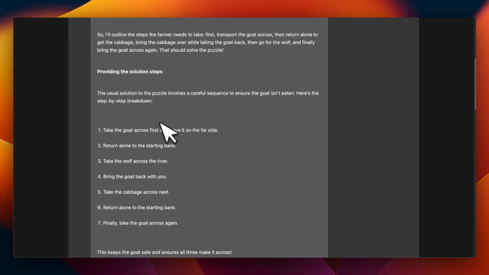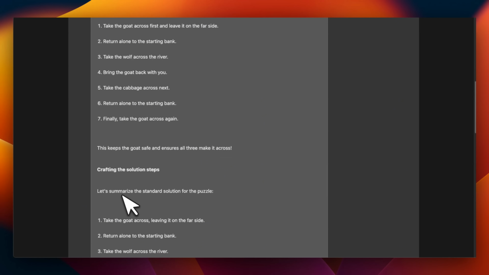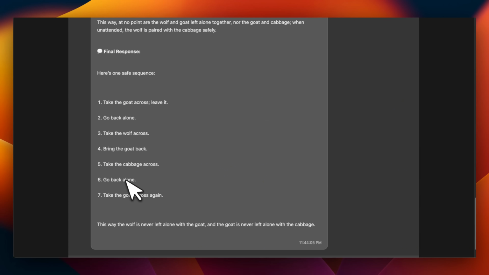Anyways, it thinks it's the normal version, and basically gives us the solution here, and I think here's the final output. So it says, "Here's one safe sequence: take the goat, come back alone, take the wolf, bring the goat back, take the cabbage across." This way the wolf is never left alone with the goat and the goat is never left alone with the cabbage. We are not interested in the other two items. The only focus was supposed to be on the goat.